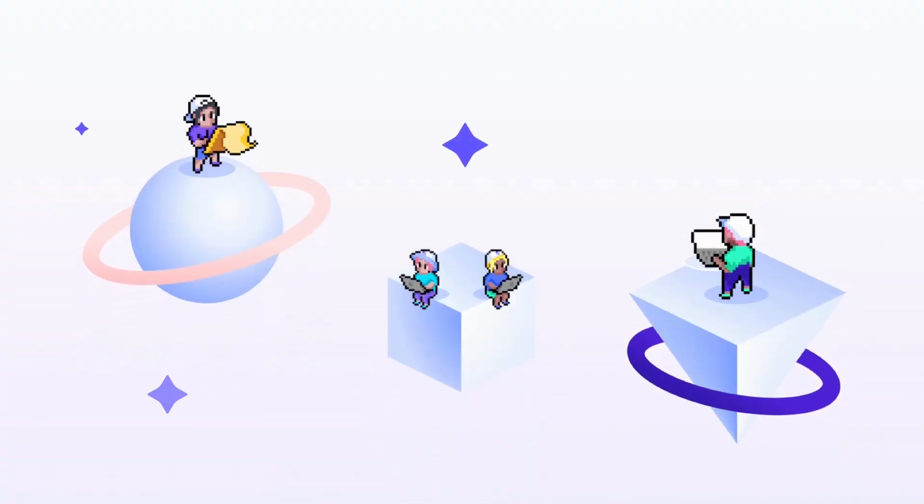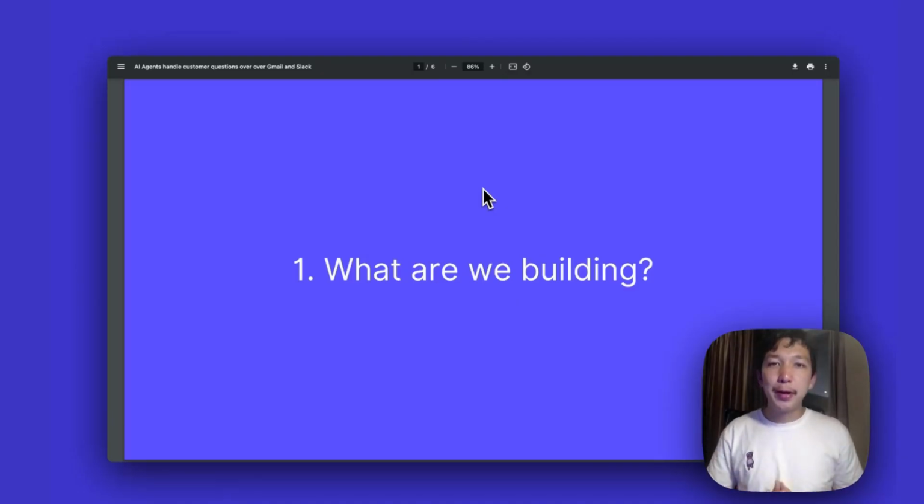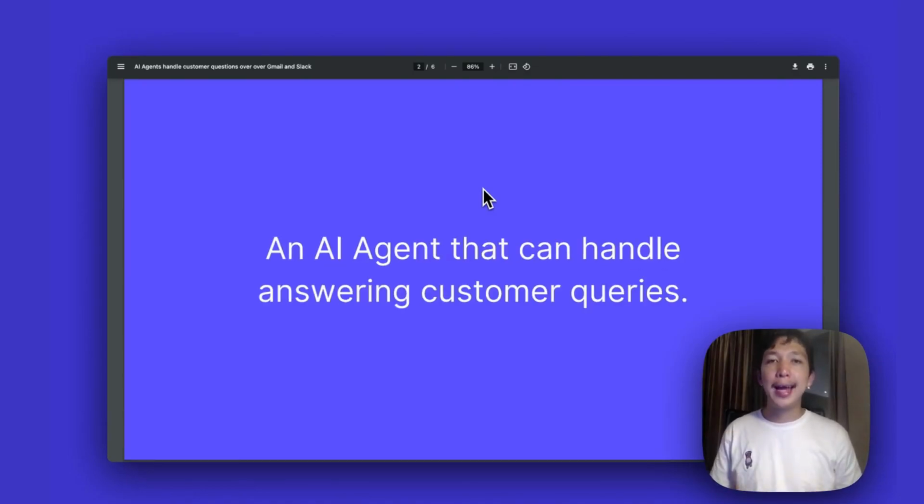Let's dive into our latest tutorial for how to build an agent on the Relevance platform. So what are we building in today's tutorial? Well, at a high level, we're building an AI agent that can handle answering customer queries in a customer support style use case. But let's dive a little deeper.